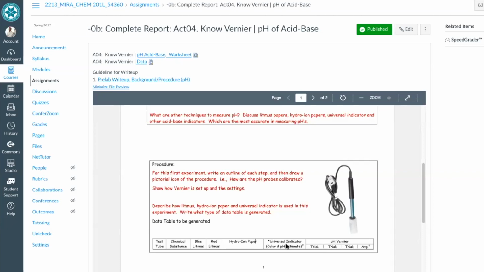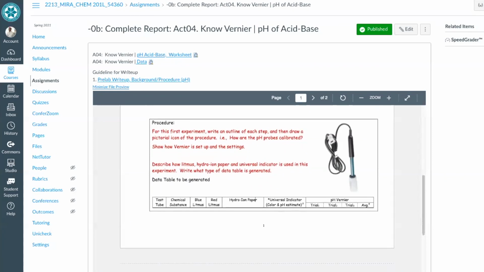You're putting in universal indicator. When you put drops of universal indicator, it will change color. I give you a legend so you guys can estimate what the pH is, and then you have your pH using Vernier: trial 1, trial 2, trial 3, and the average. That's the data that's being collected. You will see that in the video.